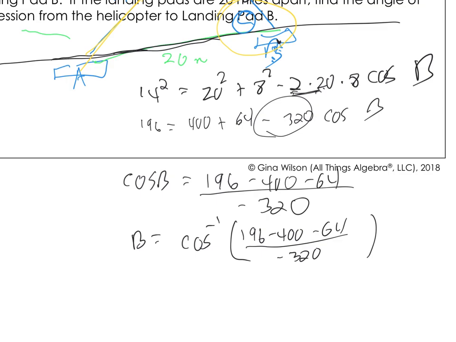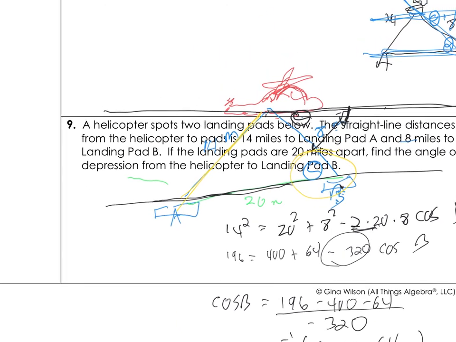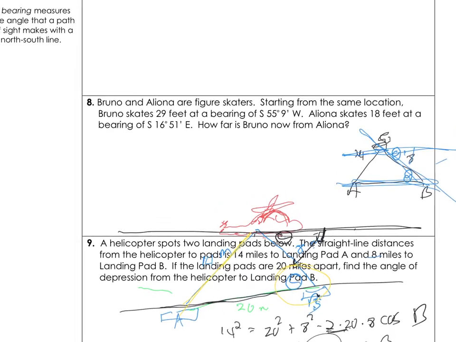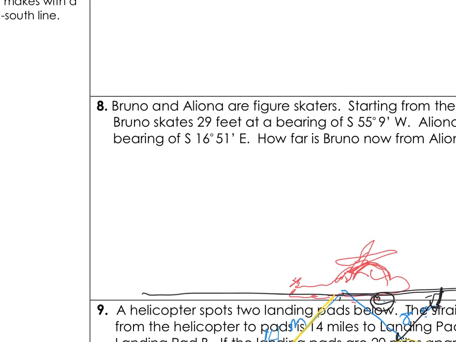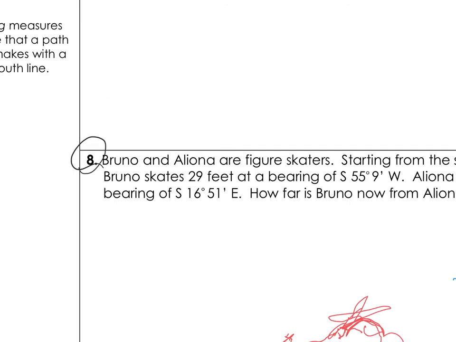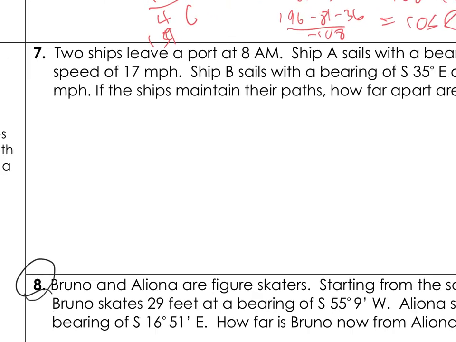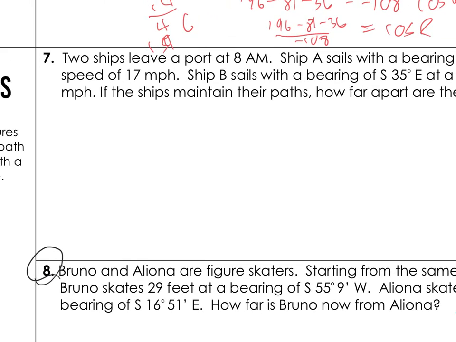Do I want to do one more for the road? If I do one more, then you're required to do the other to get your full credit for the lecture notes. You have to do number 8, the figure skaters. I don't want to. Let me do two ships leaving a port.